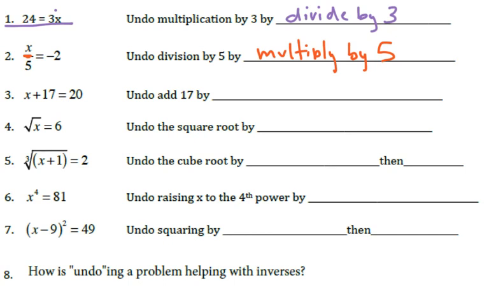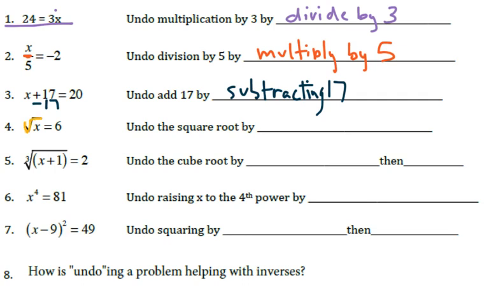So we're adding 17 to x. We undo that by doing the opposite. So we would subtract 17. Guess I should say subtracting 17. Alright, now look at 4.